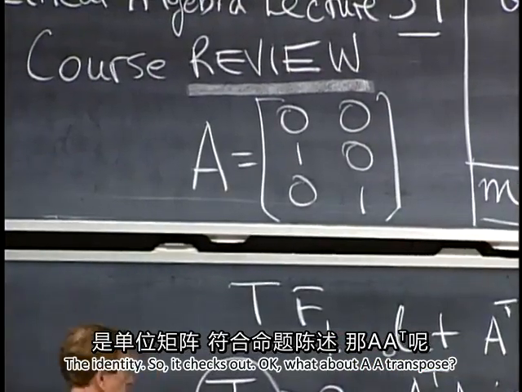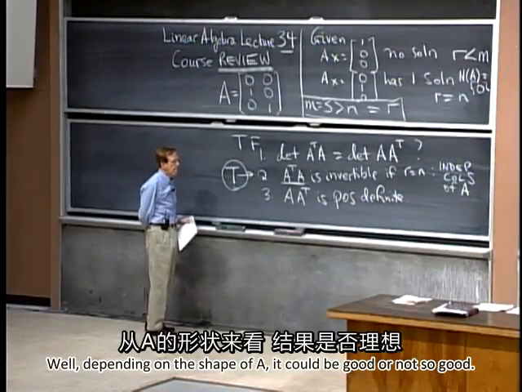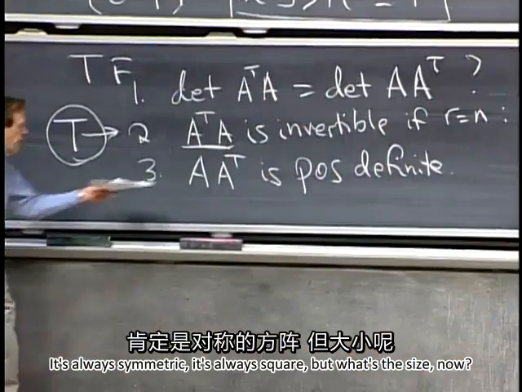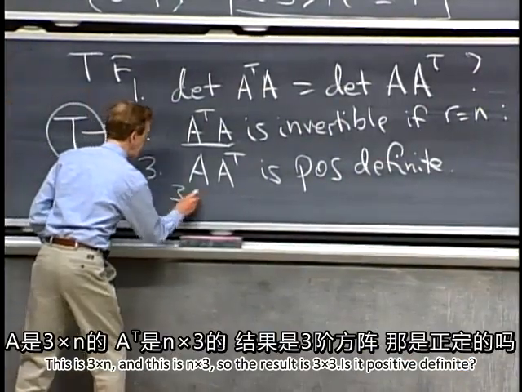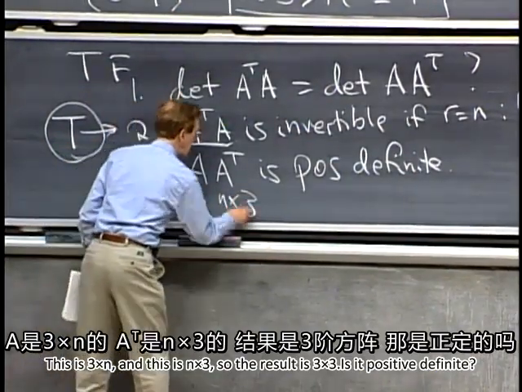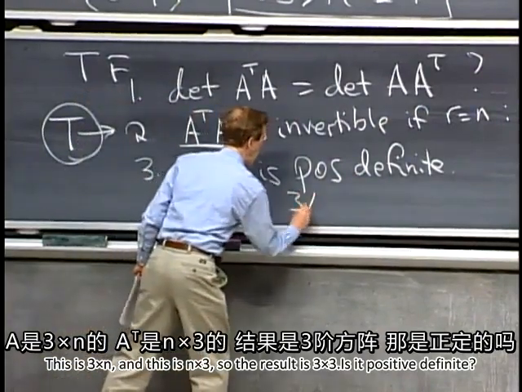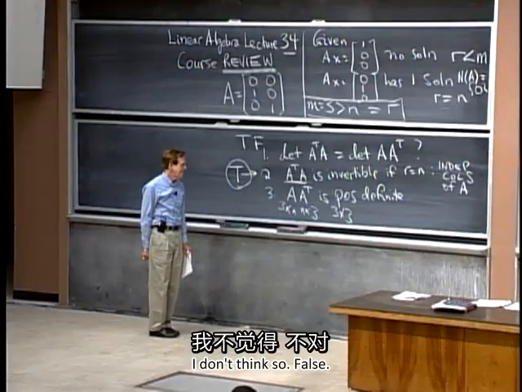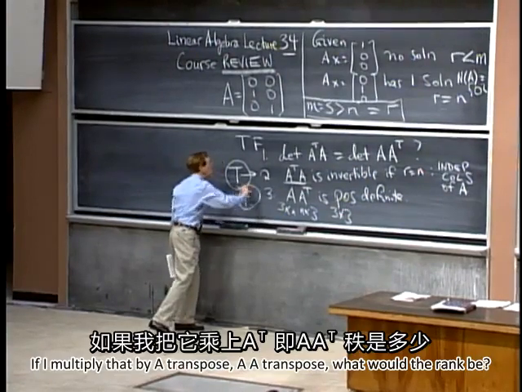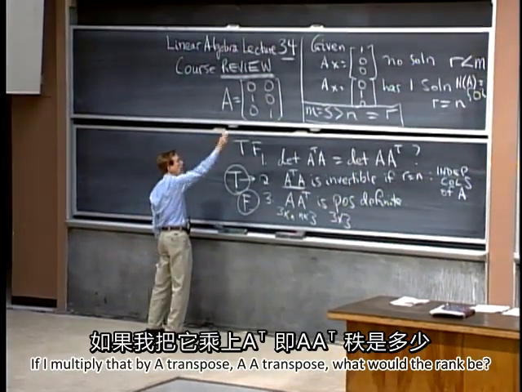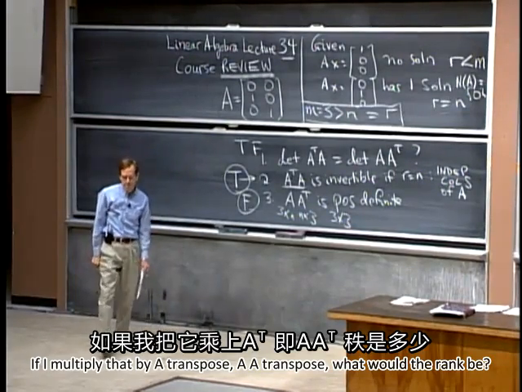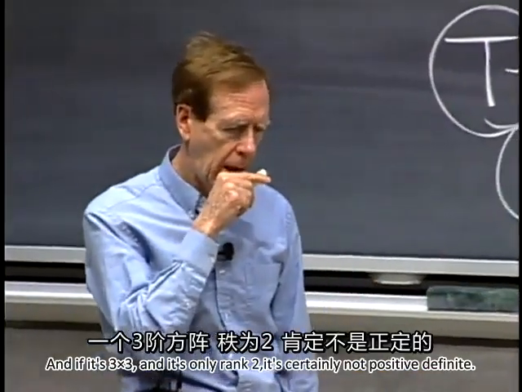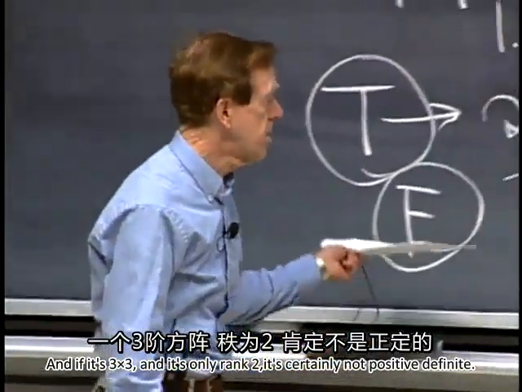Okay, what about AA transpose? Well, depending on the shape of A, it could be good or not so good. It's always symmetric, it's always square, but what's the size now? This is 3 by n, and this is n by 3. So the result is 3 by 3. Is it positive definite? I don't think so. False. If I multiply that by A transpose, AA transpose, what would the rank be? It would be the same as the rank of A. It would be just rank 2. And if it's 3 by 3 and it's only rank 2, it's certainly not positive definite.